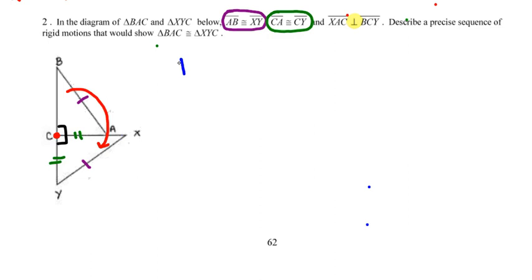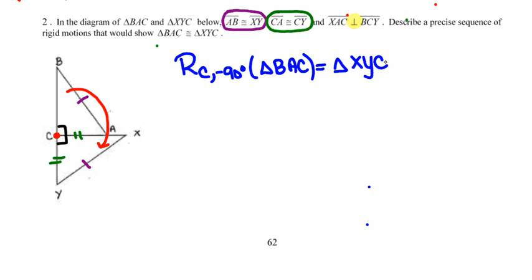So I'm going to say a rotation about point C of negative 90 degrees is going to map triangle BAC onto triangle XYC. And as far as why that makes them congruent to one another, well, rigid motions preserve size and angle measure.